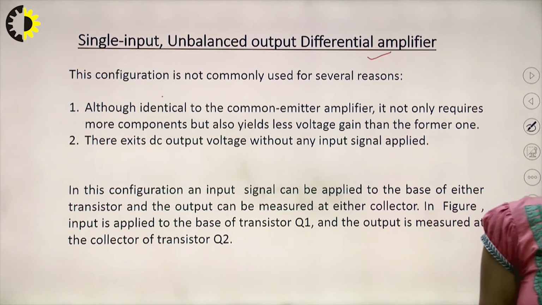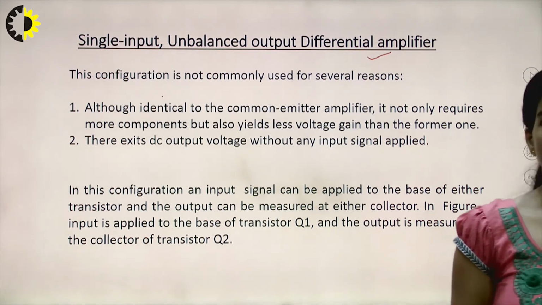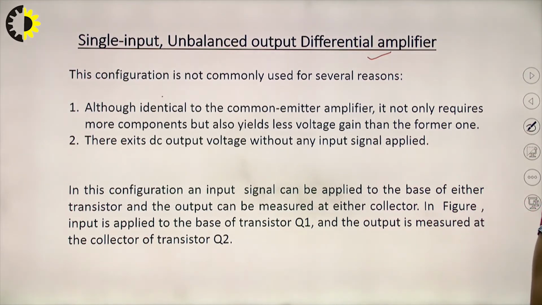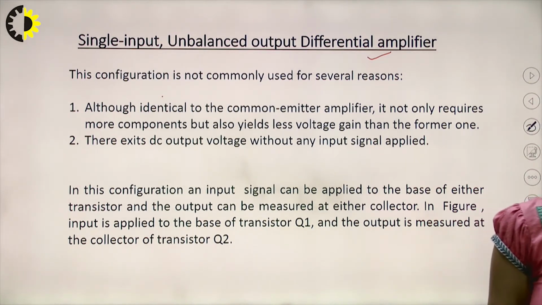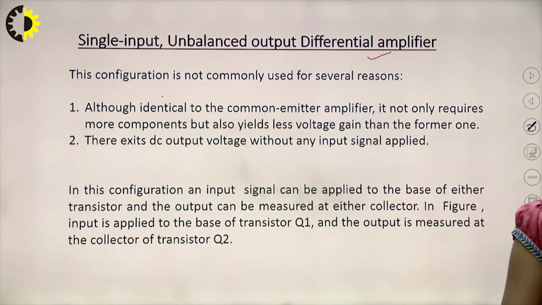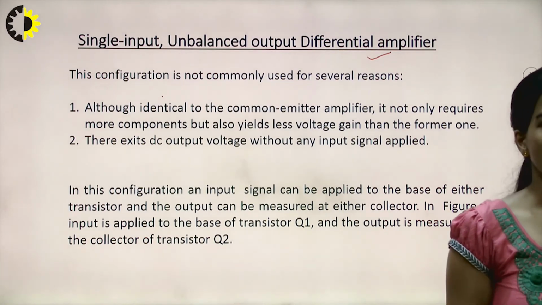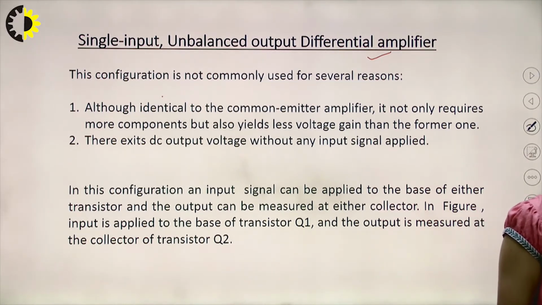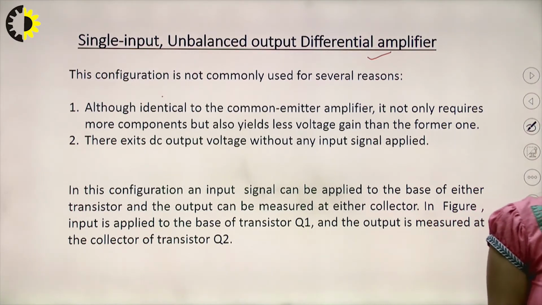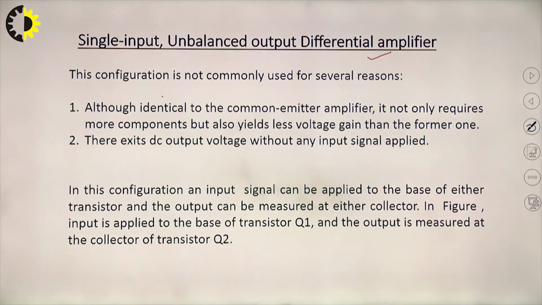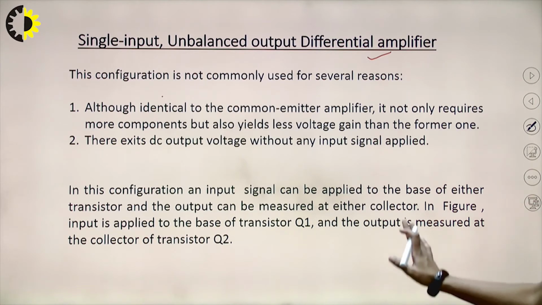Here we have a DC output voltage without any input signal applied, and it has less voltage gain than the previous configuration. In this configuration, an input signal can be applied to the base of either of the transistors and output can be measured at either of the collectors.